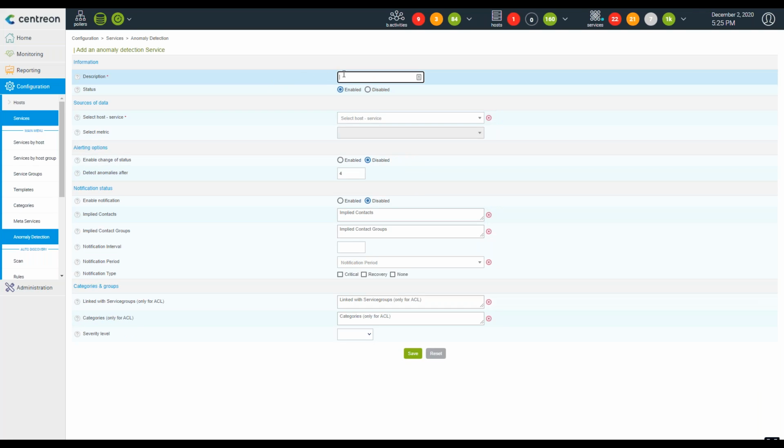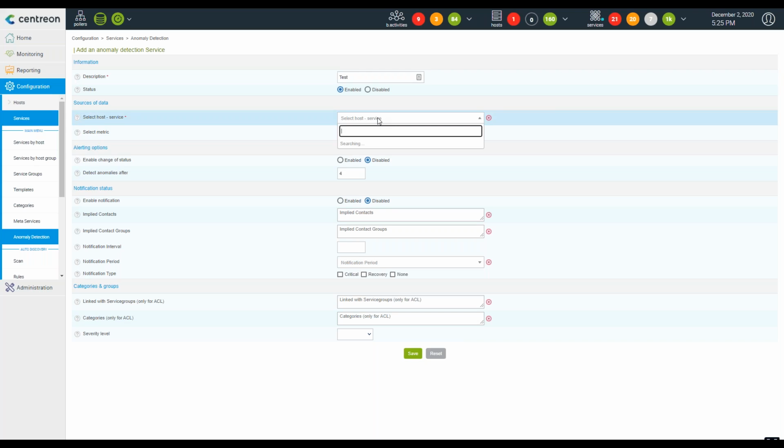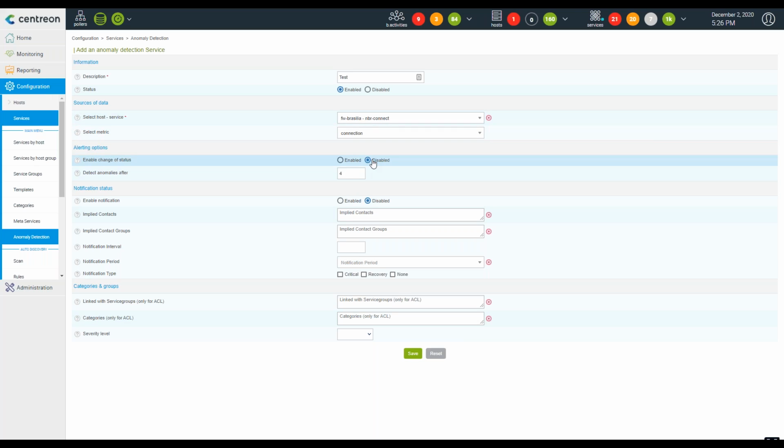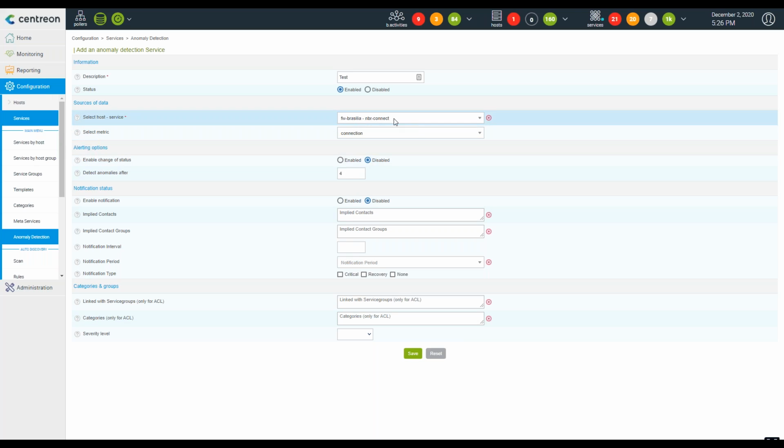Very few options. First one is the description of it, the name I want to give it. So this is, for instance, my test service. This is the host service. For instance, if I want to recreate the example I gave in the first part of the presentation, I want the number of connections on the Brazilian firewall. So this is where it happens very easily, everything listed for you.